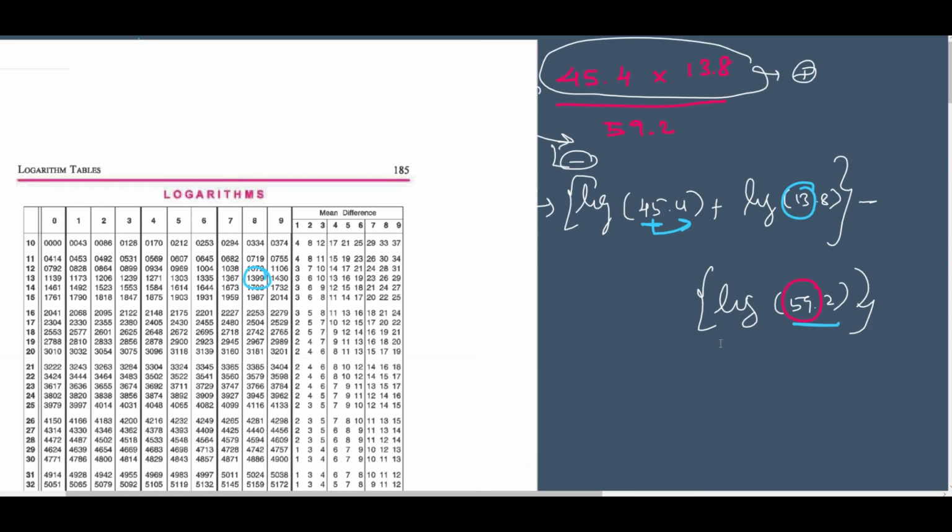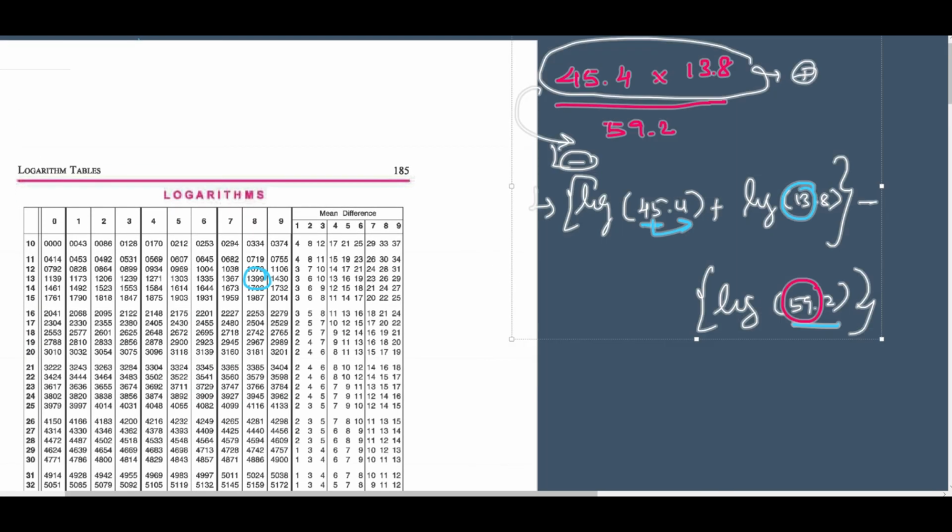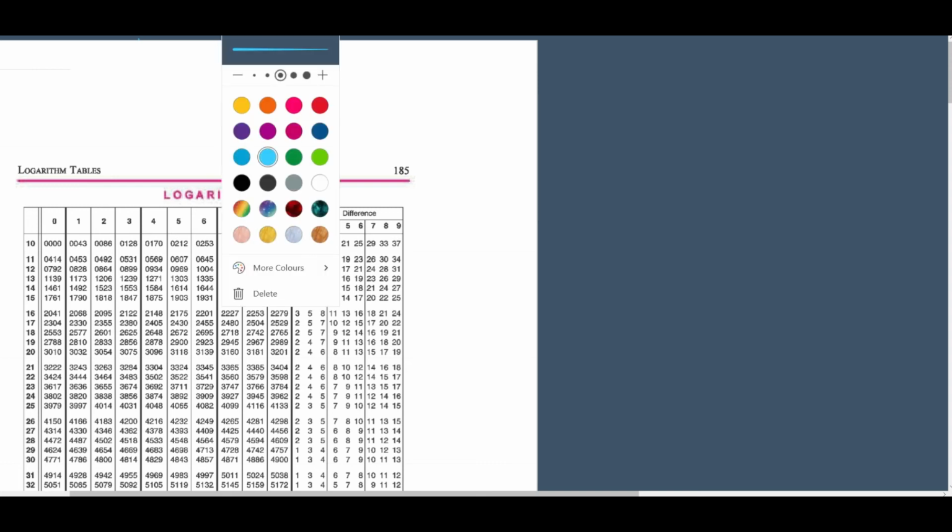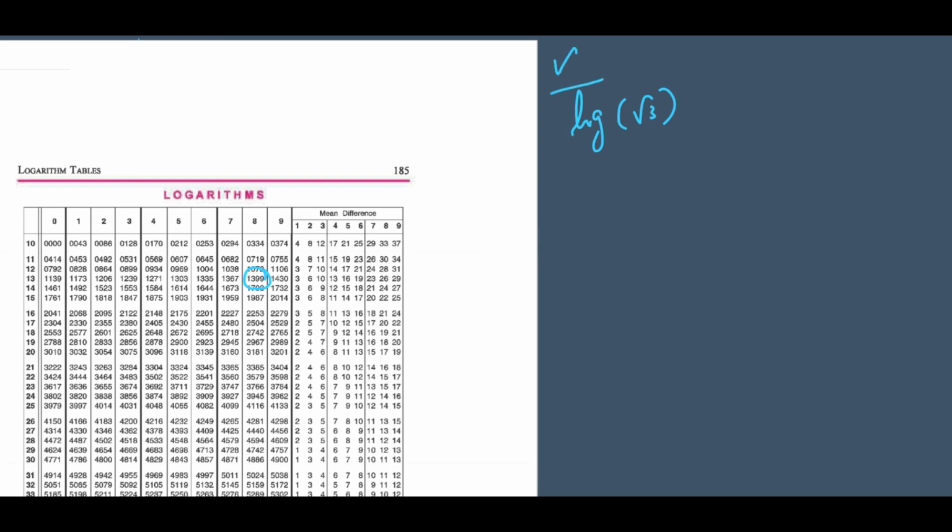Okay, so now I am going to take the root 3 value. How will we go? The basic term I am going to use here is the log value. So log root 3, we are going to find the root 3 value with the help of log. We already know that the value of root 3 is 1.732, correct? So we will check now whether 1.732 is coming or not.